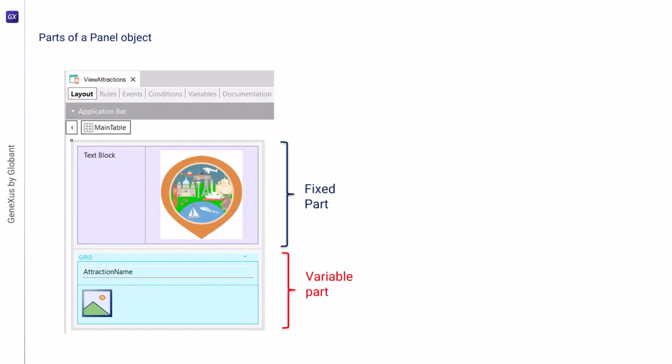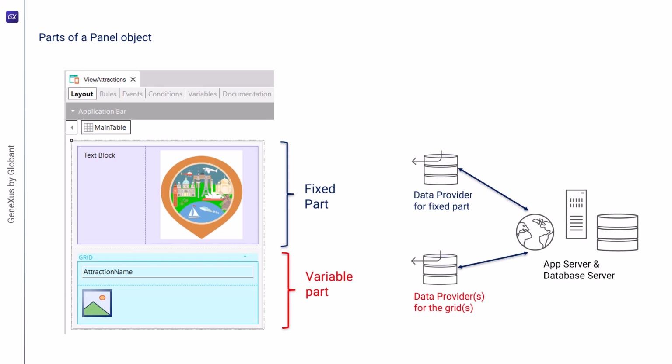For each part, fixed and grid, GeneXus will automatically generate independent data providers that will be published as services on the server and will access the database to obtain the necessary information to load the fixed and variable parts of the panel. We will not see these data providers in the knowledge base, because GeneXus will generate and maintain them, but we will be able to see the data accessed by them in the navigation list.